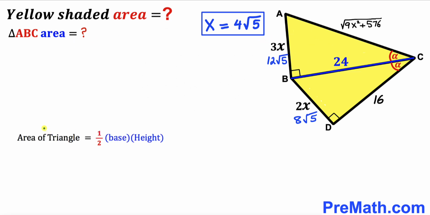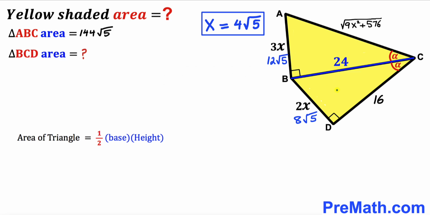And now we are going to calculate the area of this right triangle ABC. And let's recall the area of a triangle formula. Area equals to a half times base times the height. And in our case, the base of this triangle is 24. The height of this triangle is 12 times square root of 5. So let's go ahead and fill in the blanks. So we got a half times our base is 24 times height is 12 times square root of 5. And if we simplify this one, that is going to give us 144 times square root of 5.